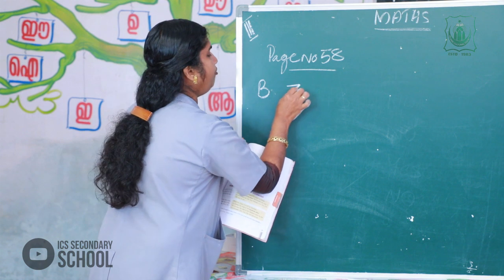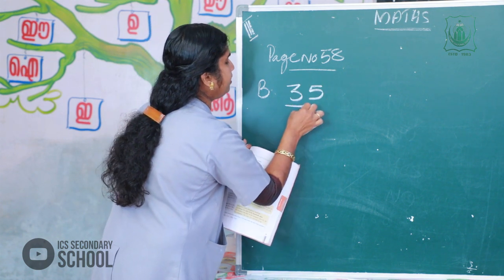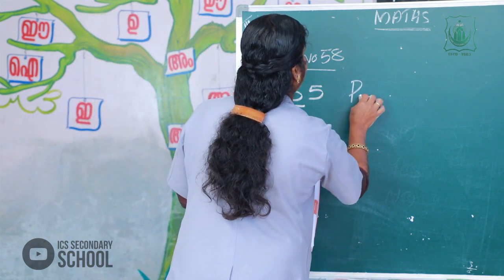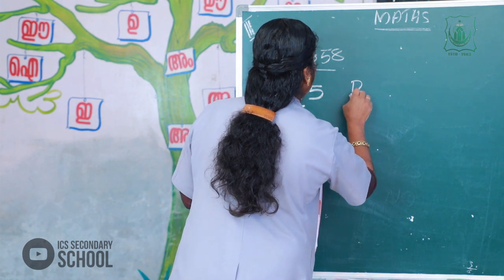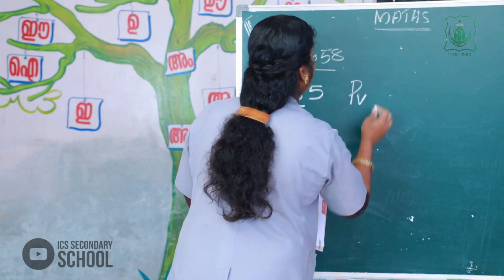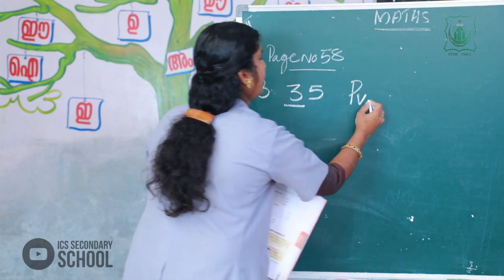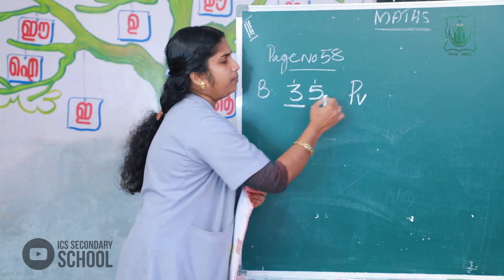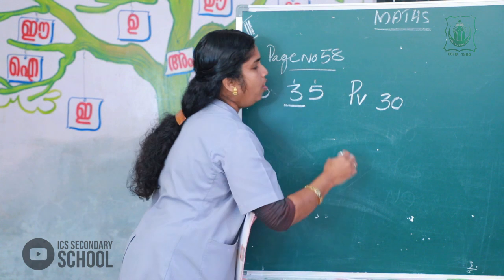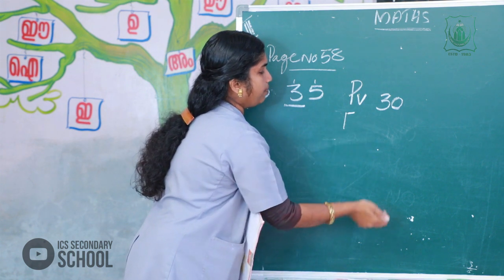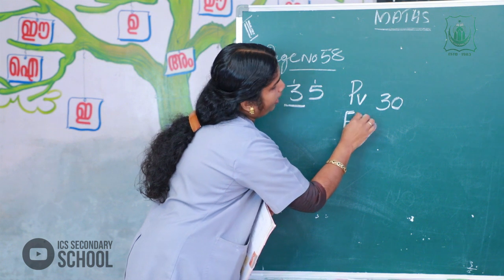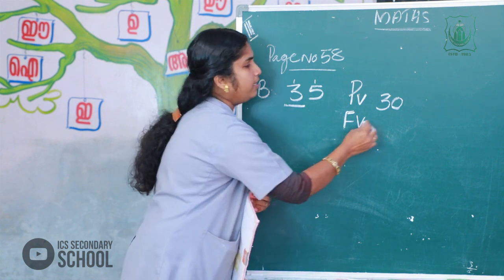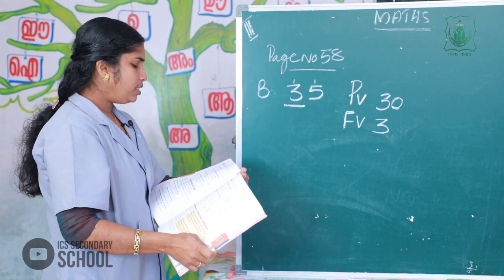Okay. Number 35. We have the underlined digit 3. The place value of 3 we write as PV. 3 is in the 10 place, so the place value of 3 is 30. Face value we write as FV. The face value of 3 is the digit itself. Please write the digit itself. 3.